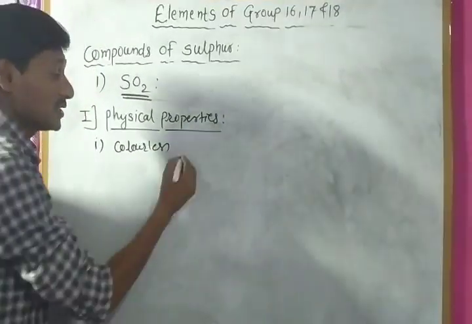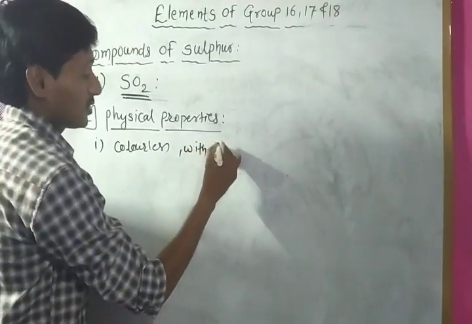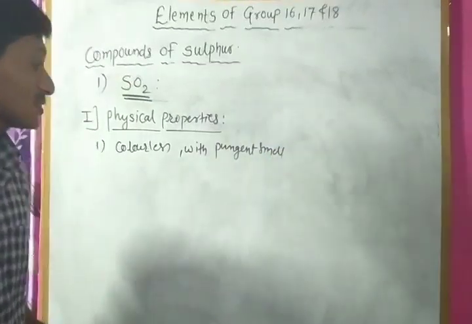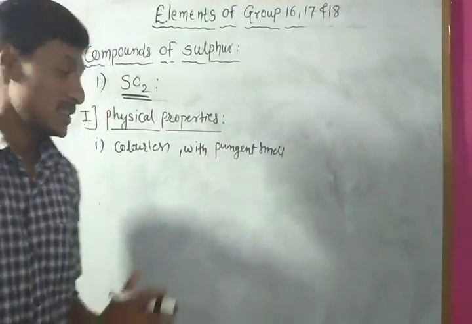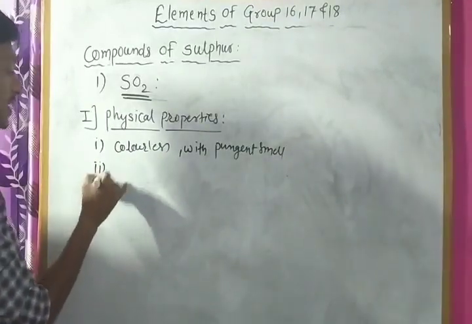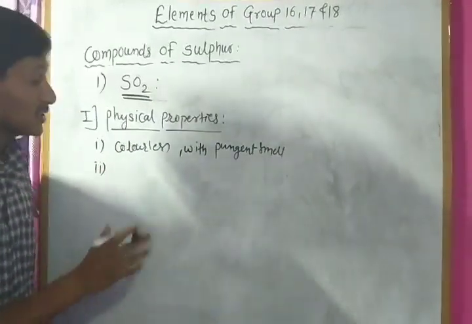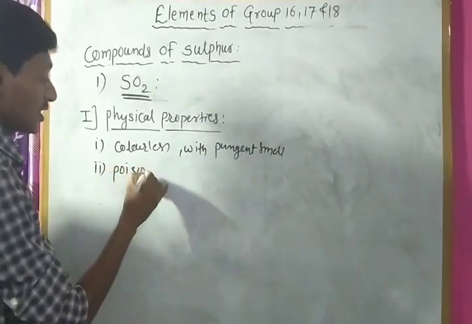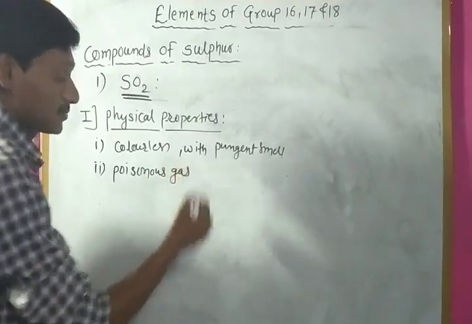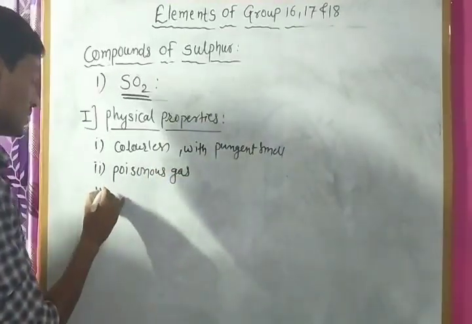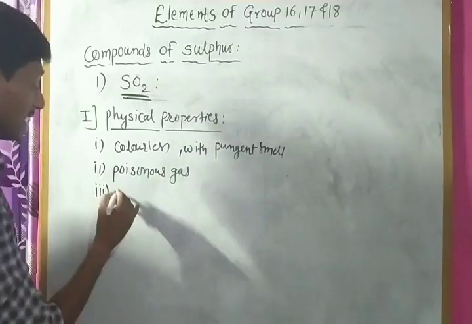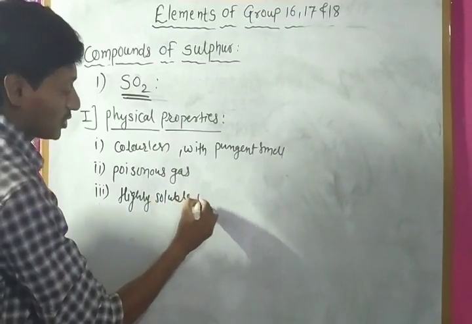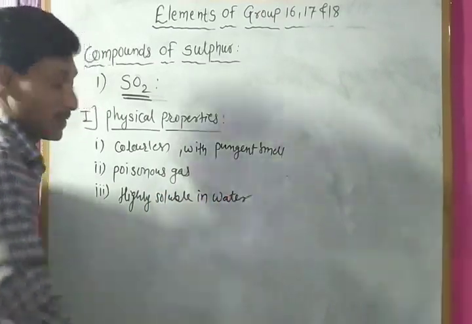And what is meant by pungent? Pungent means it gives a quick sensation. Next property, if we see the nature of this gas, it is poisonous. It is a poisonous gas. Okay, keep in mind. Third property, it is highly soluble in water. Highly soluble in water. Okay, it is the third property.